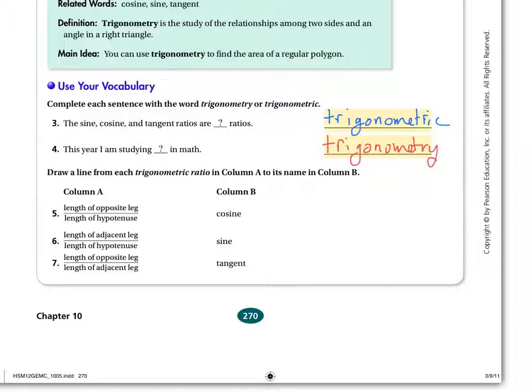All right. Then I want you to listen. You need to listen today. I don't have time for all your side conversations. So for 5, 6, and 7, I want you to draw a line that goes to the appropriate trig function.